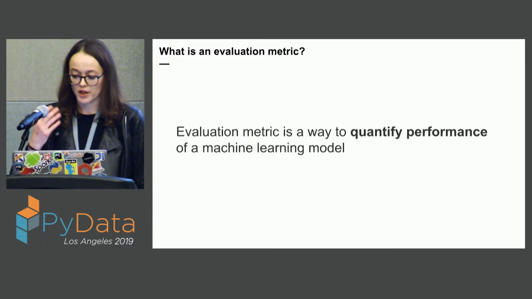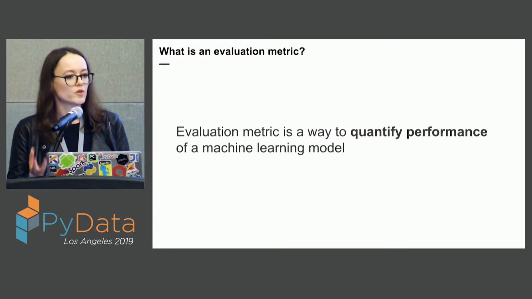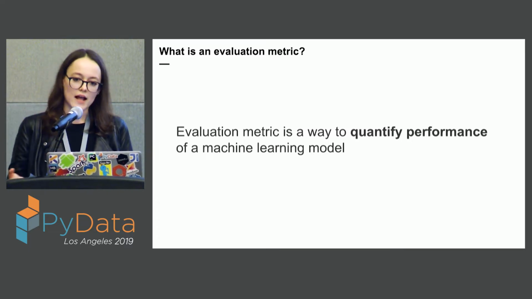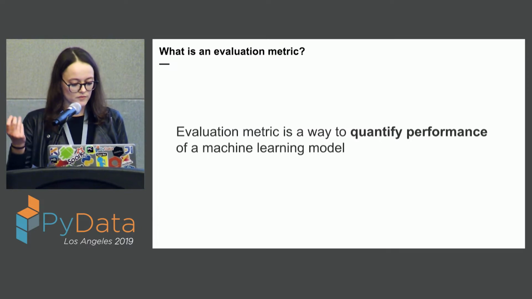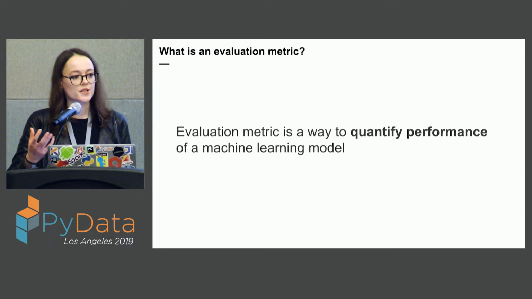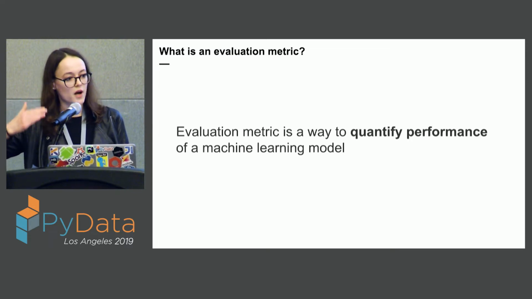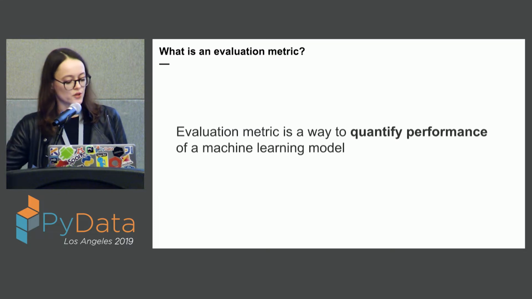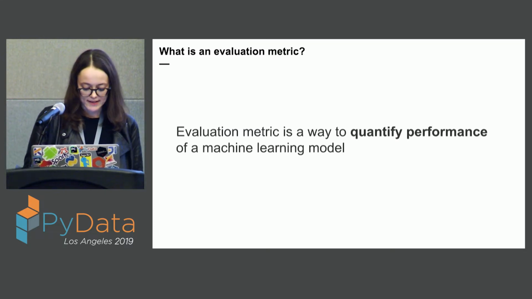So we usually don't train just one model. We tune hyperparameters. We try different algorithms. We try different maybe sets of features. And then again, we need to compare the performance of all those models and choose the one that we're going to use. So now we know what it is and why we need it.